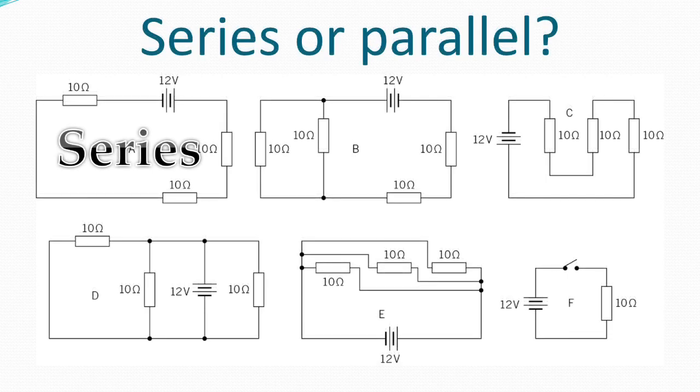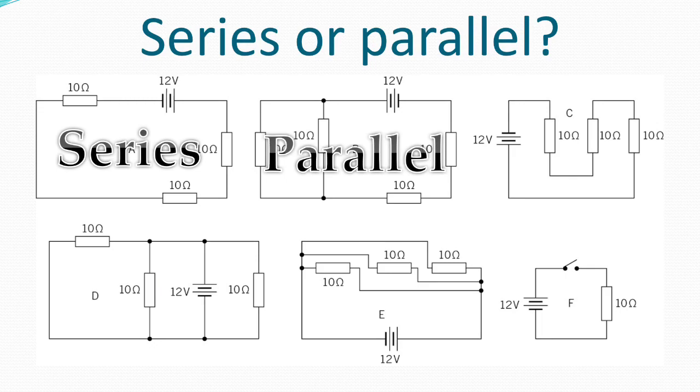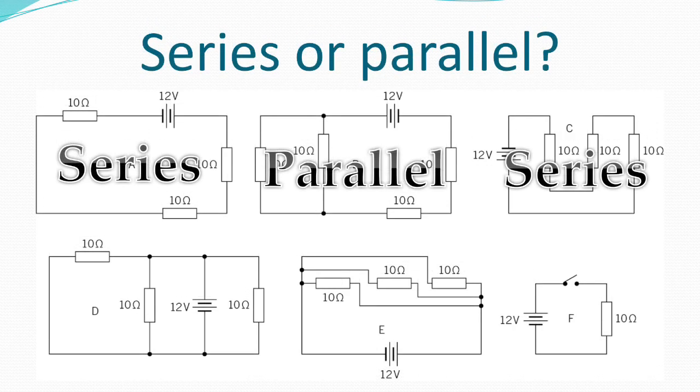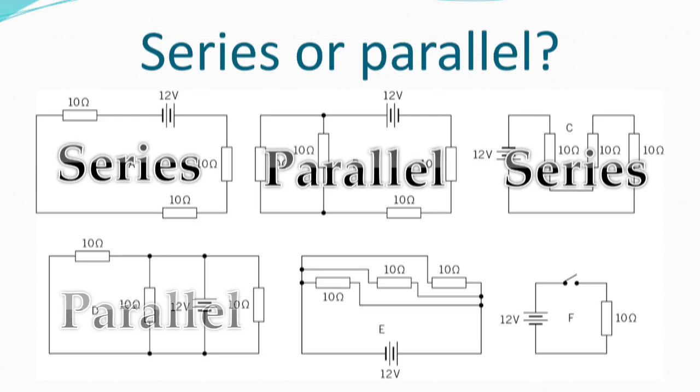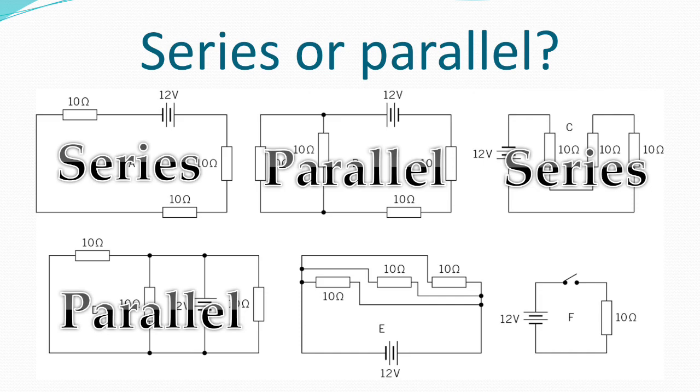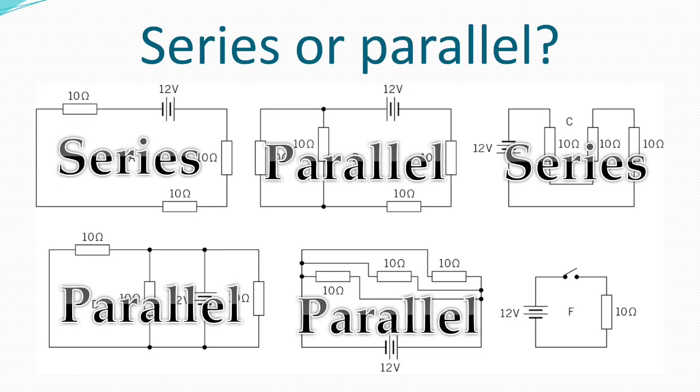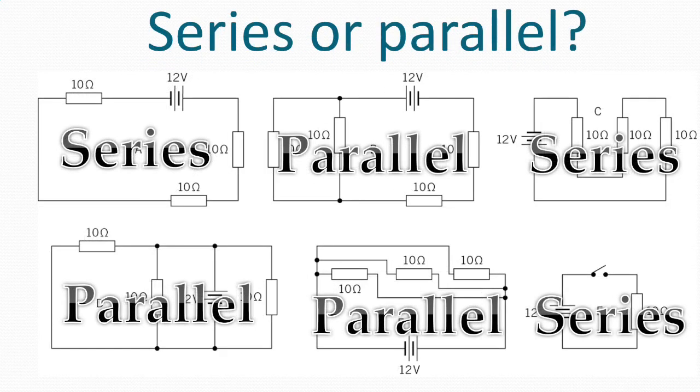A is a fairly simple series circuit. B is a parallel circuit because it branches off. C is a series circuit. D is a parallel circuit. E is another parallel circuit. And finally F is another series circuit.